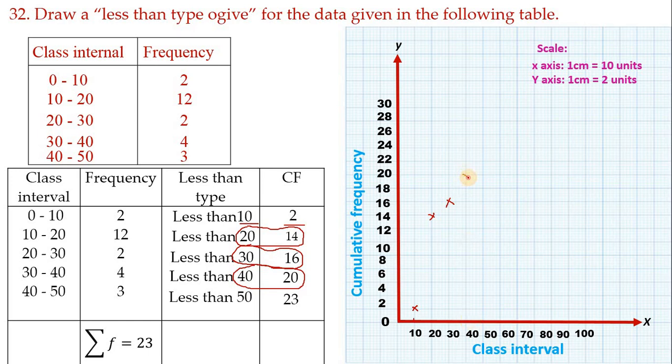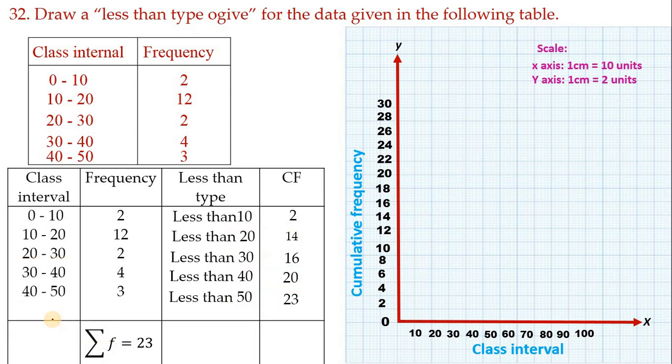So hence we'll get the point here. Next 50 is here and 23 is here. So 50 here, 23 in the sense between 22 and 24, children. Here we will get somewhere like this. Now you have to join all these points with the help of your ruler, with straight lines only. Don't do it freehand. With the help of a ruler you have to do it.